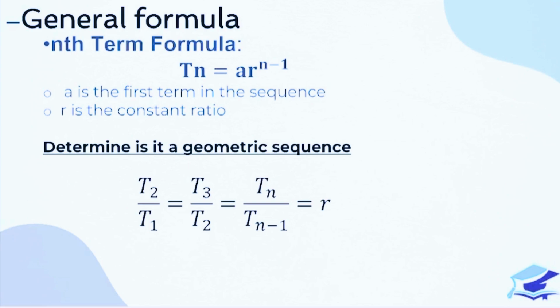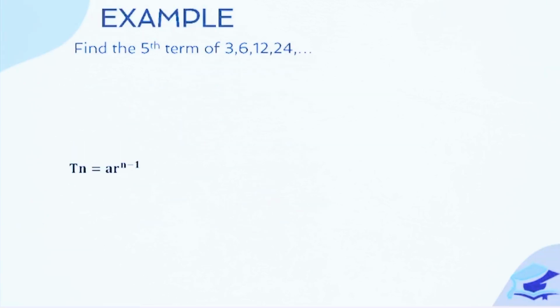The general formula. To determine the nth term for a quadratic sequence, we say Tn is equal to a times r to the power of n minus 1. To determine it's a geometric sequence, we need to show that there's a common ratio.